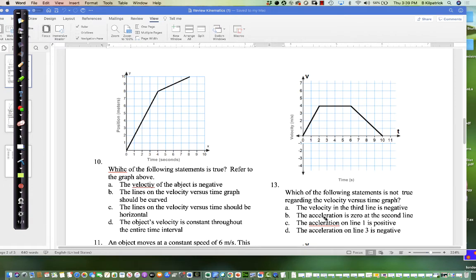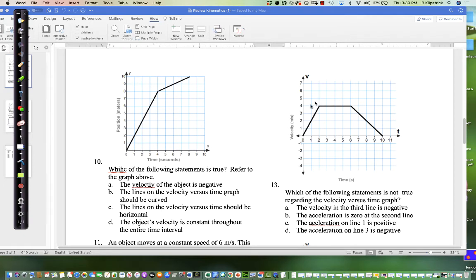Okay, the acceleration is 0 at the second line. Well, let's see. 4 meters per second, 4 meters per second, 4 meters per second. Is that true? Yeah, there is no acceleration in that second segment. The acceleration of line 1 is positive. Well, okay, what is the slope equal to on a velocity versus time graph?